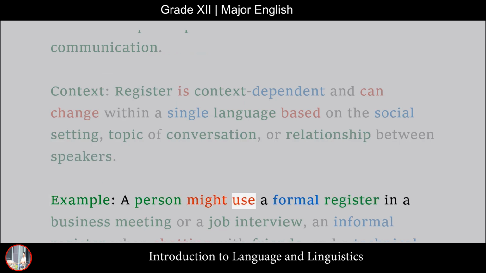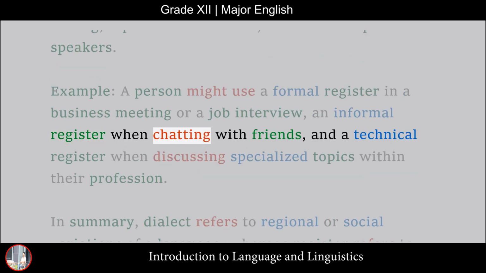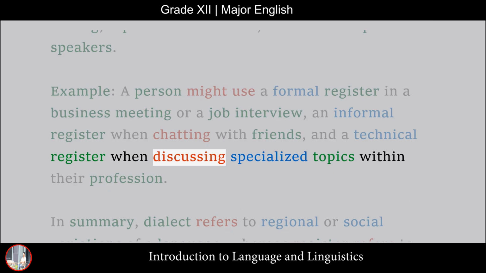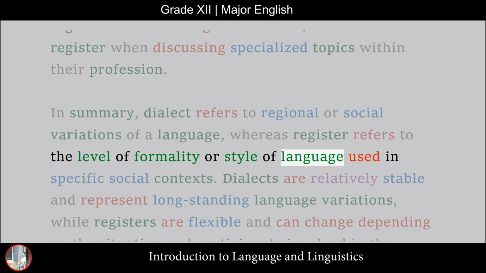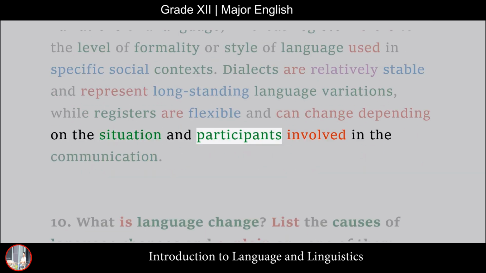Example: a person might use a formal register in a business meeting or a job interview, an informal register when chatting with friends, and a technical register when discussing specialized topics within their profession. In summary, dialect refers to regional or social variations of a language, whereas register refers to the level of formality or style of language used in specific social contexts. Dialects are relatively stable and represent long-standing language variations, while registers are flexible and can change depending on the situation and participants involved in the communication.